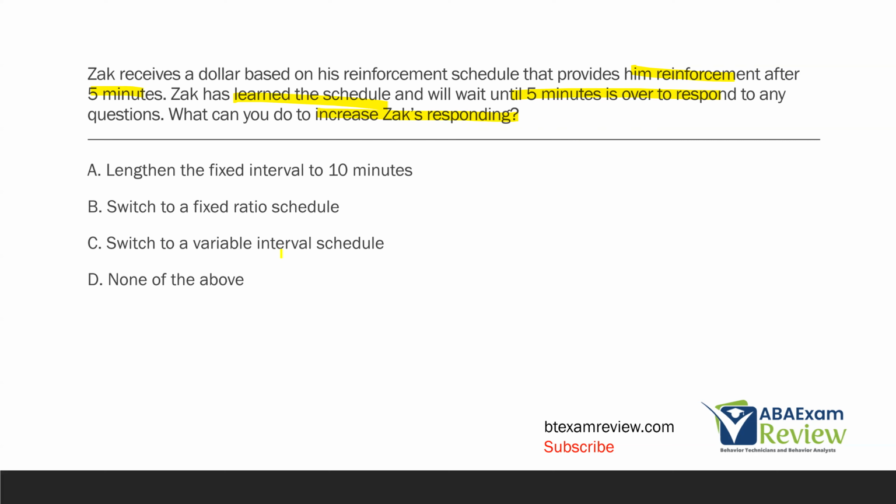What about C, switch to a variable interval schedule? This is a better idea than switching to another fixed interval or to a fixed ratio. With a variable schedule, Zach will not be able to figure out the actual schedule because there is no actual schedule. It's on an average. He might get reinforcement after 3 minutes. He might not get reinforcement until 8 minutes because it's going to be on an average of, let's say, 5 minutes. This way, Zach can't predict when he needs to respond.